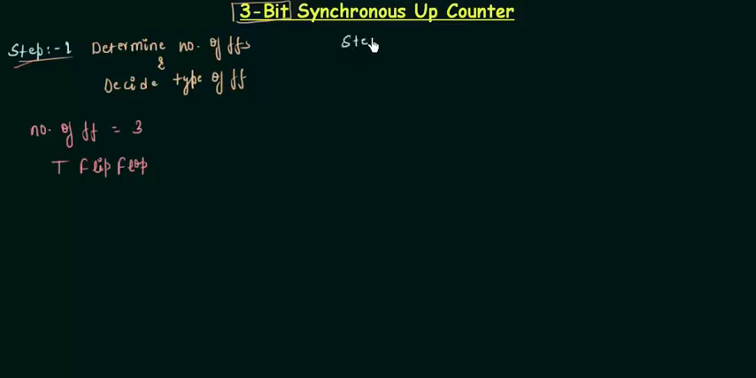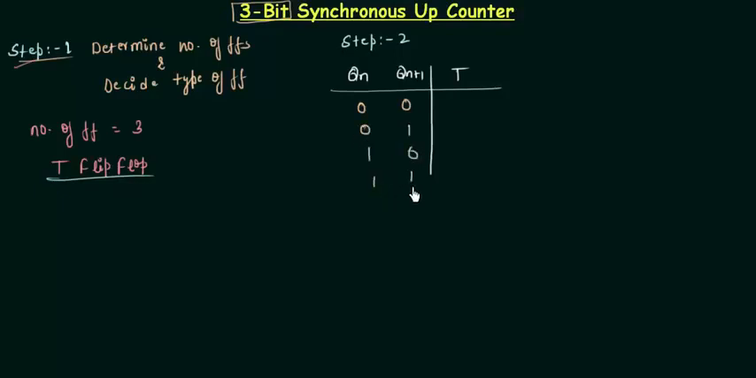Step number 2 says we have to make the excitation table for the decided flip-flop. And we have decided on the T flip-flop, so we have to make the excitation table for the T flip-flop. So let's make it: Qn and Qn plus 1 are the 2 inputs, and the output is T. We have 2 variables, so 4 possible combinations: 0 0, 0 1, 1 0, and 1 1.